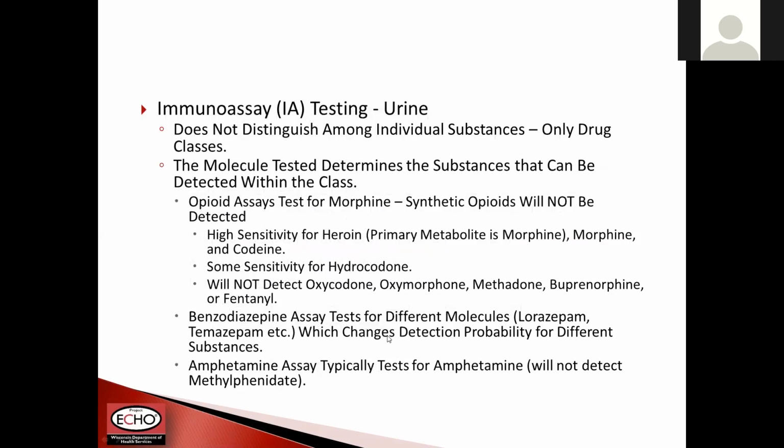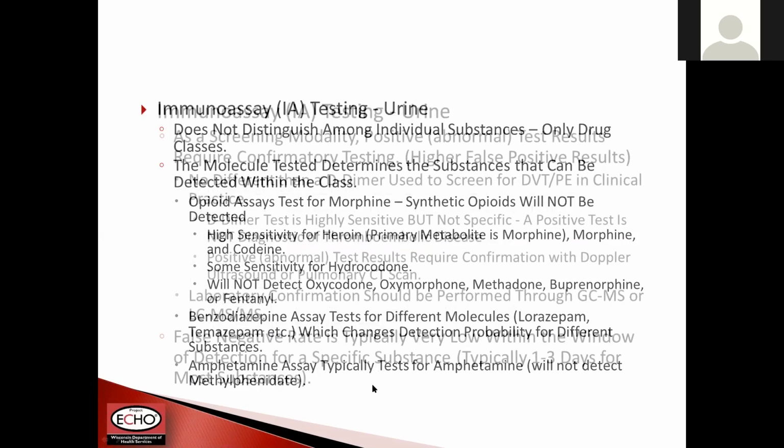The benzodiazepine assay depends on which metabolite you test for, whether the detection will occur. So depending on which benzodiazepine you're looking for, the sensitivity and specificity for some specific benzos like clonazepam will change. So you have to know your drug test. Amphetamines, the highest false positive rate is in this assay, primarily because of over-the-counter decongestants such as pseudoephedrine and phentermine.